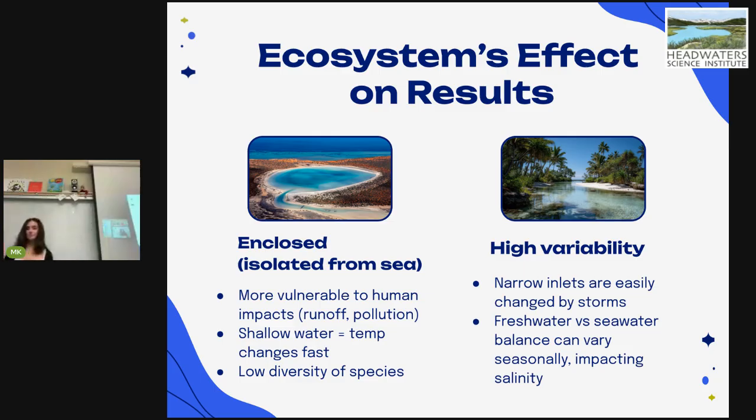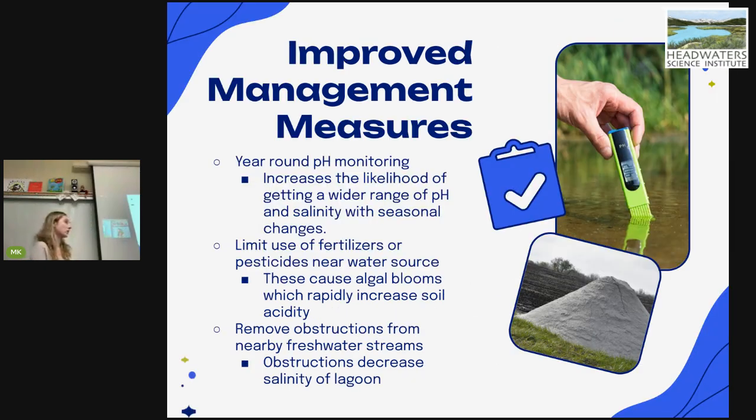As Summer alluded to earlier, the specific attributes of a lagoon ecosystem played a key role in the pH and the salinity results that we found. Most importantly, lagoons are enclosed water ecosystems, which makes them more vulnerable to human impacts like runoff and pollution. And their shallow water means that the temperature changes fast, and only a lower diversity of species are habitable to those changes. The high variability in salinity is also caused by the sandbar, like Summer was talking about, and other narrow inlets that are easily changed by storms and seasonally. And that impacts the salinity because the freshwater and seawater balance will change.